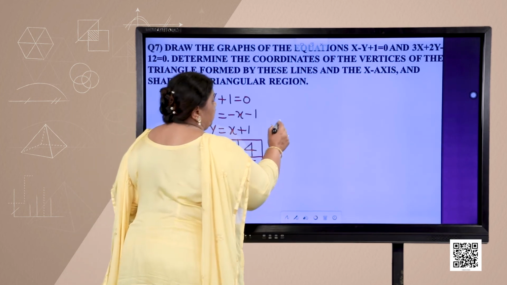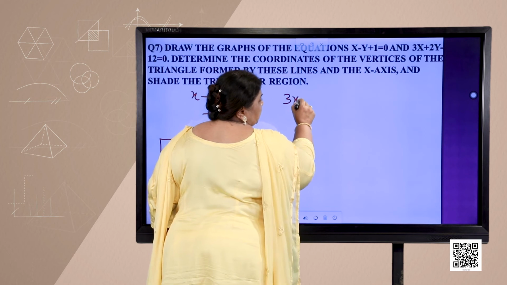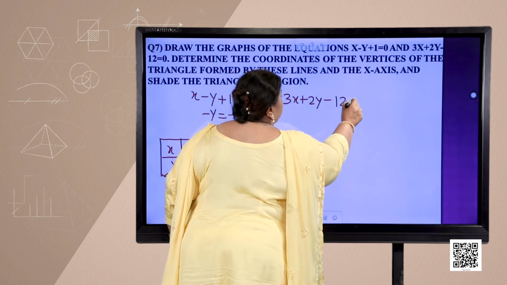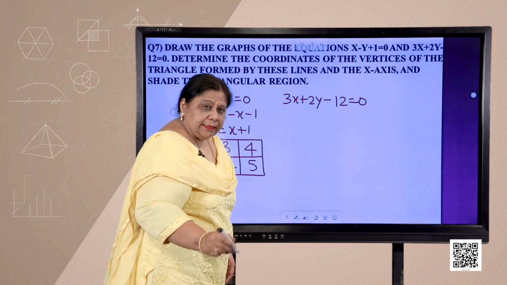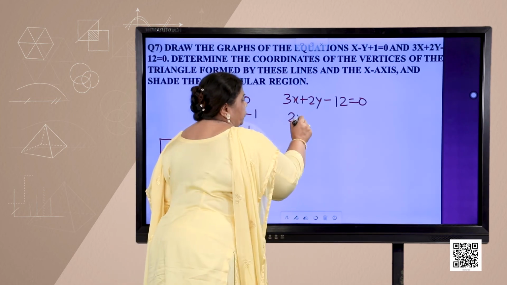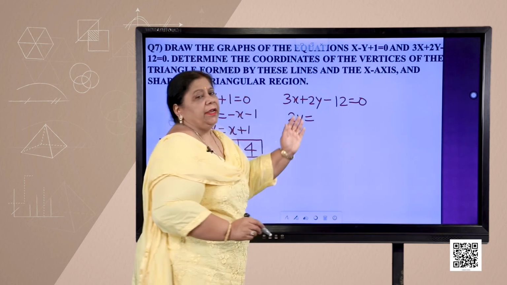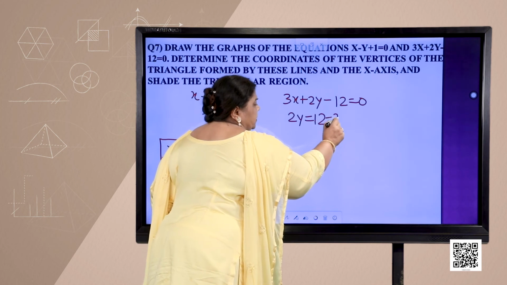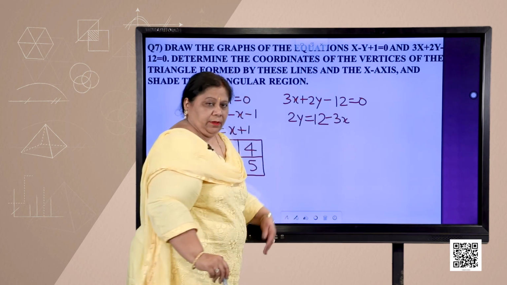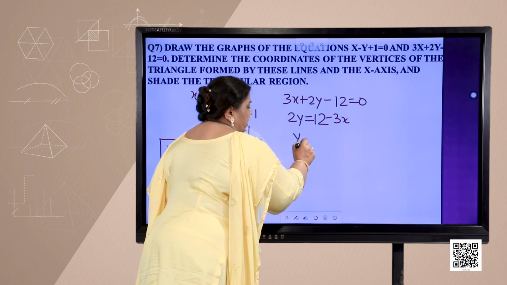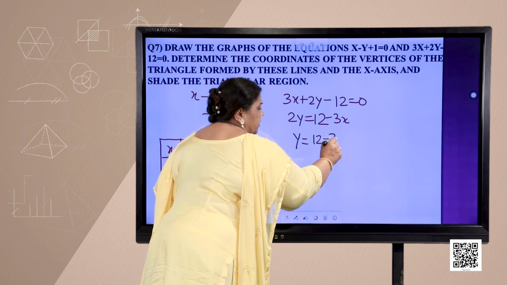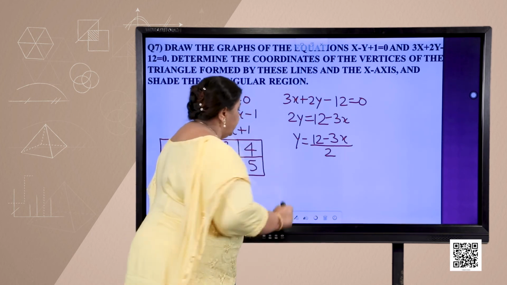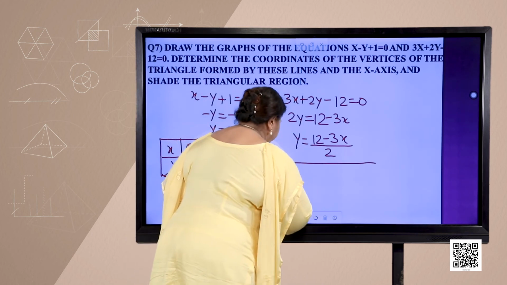Likewise, what is the second equation? We have 3x plus 2y minus 12 is equal to 0. In this case, we have 2y is equal to, we take 12 to the other side, it becomes plus 12 minus 3x. Then we simplify this, y is equal to 12 minus 3x upon 2. Let us obtain the values to plot the graph.